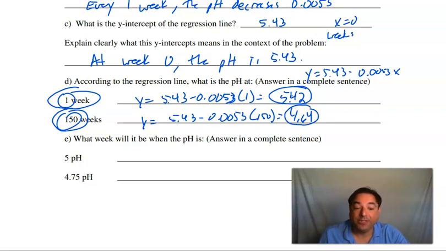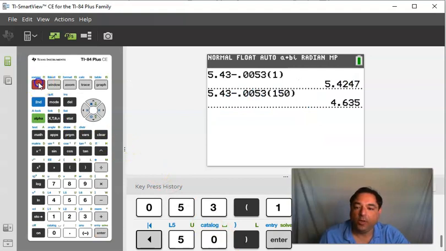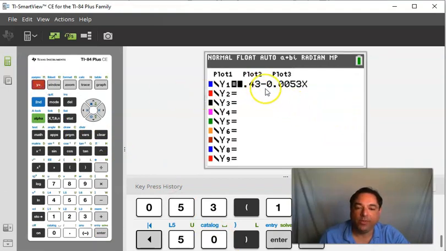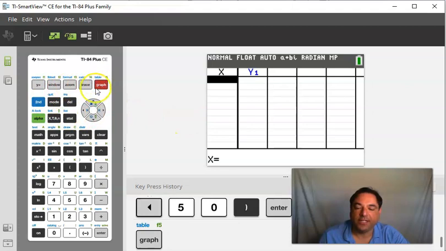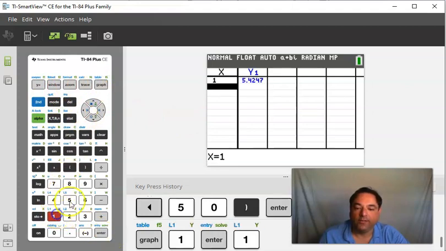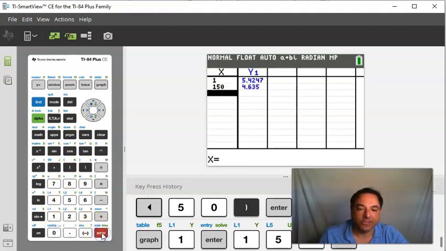Now, we could also use the table feature for this. If we go to the calculator, we already have y equals 5.43 minus 0.0053x. Make sure your table set is correct by hitting second window for table set. Make sure it's ask auto, enter on the ask, enter on the auto. Then when you go to the table feature, second graph, you can plug in 1 and you can plug in 150 and you get the same answers.